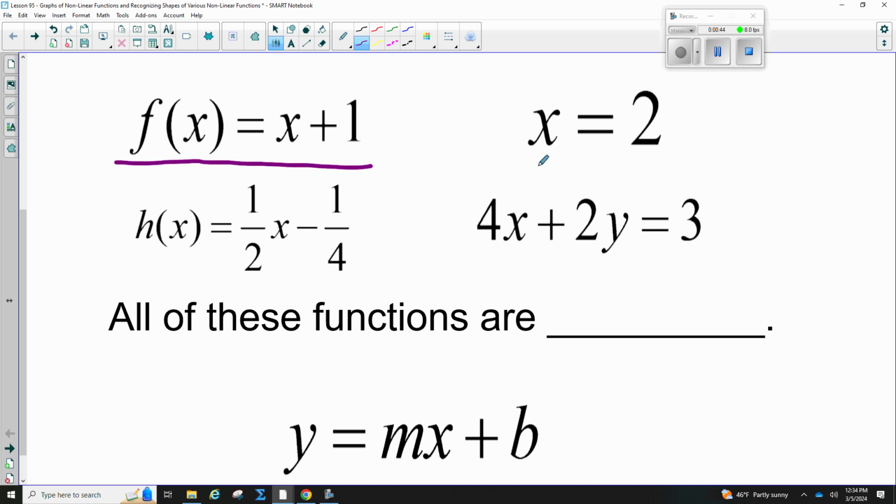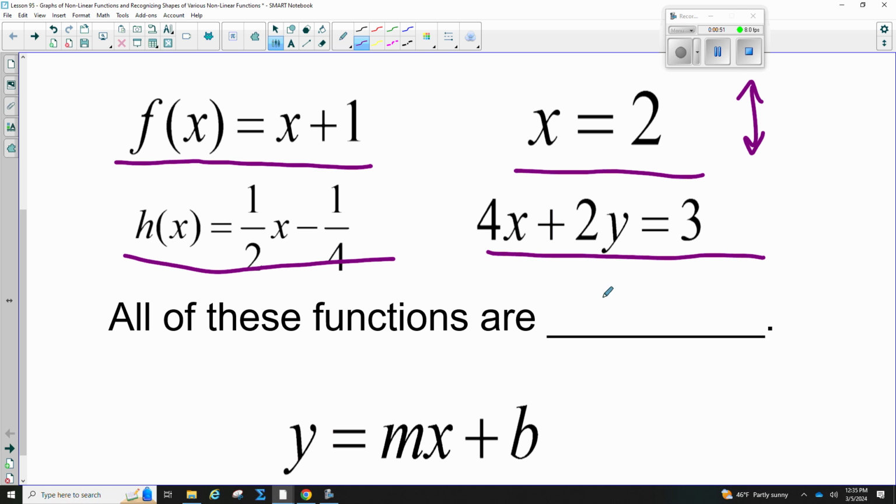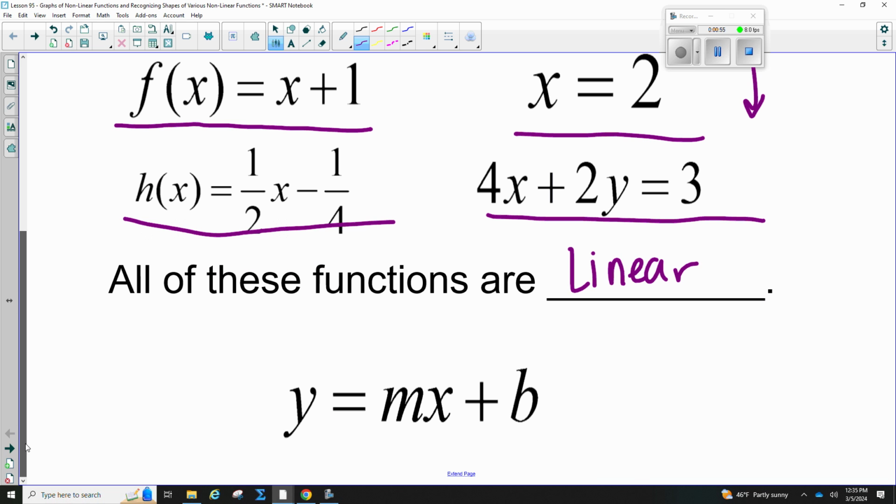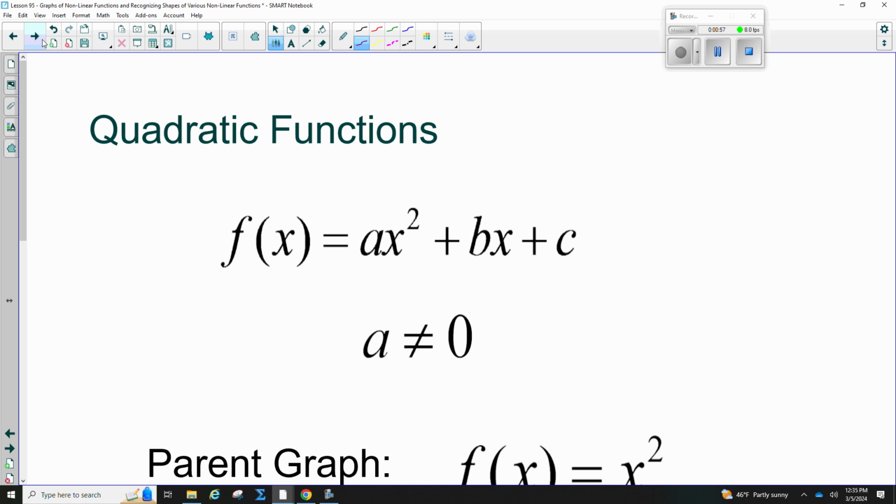This is the line that cuts through the x-axis. You could solve for y and get y equals mx plus b. This is really y equals mx. Okay, all of these are what we call linear, all right? And they all would just graph a line. Okay, so we know linear functions pretty well. All right, I would write this down.